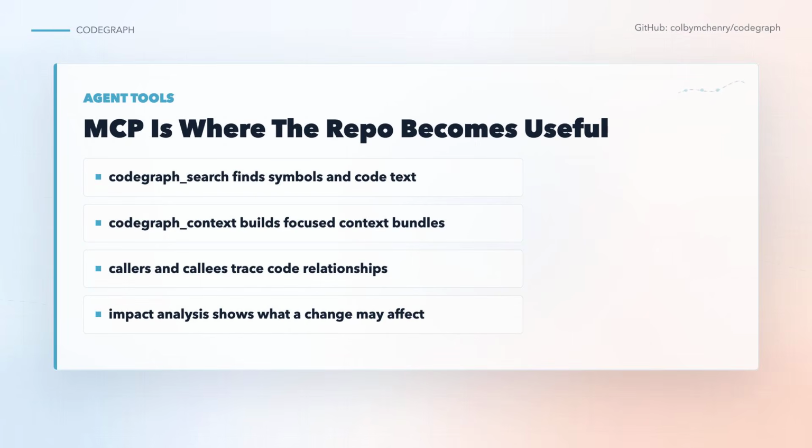The MCP tools are the main interface for coding agents. Search finds symbols and matching code. Context builds a focused bundle around the thing being changed. Callers and callees let the agent move through relationships without opening every nearby file. Impact analysis gives it a way to ask what might break before it edits.